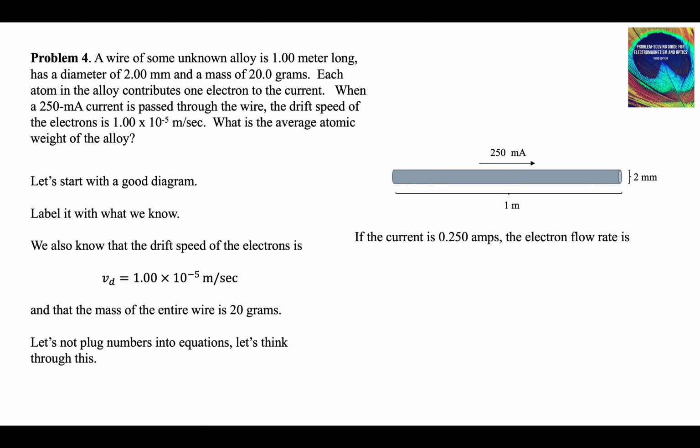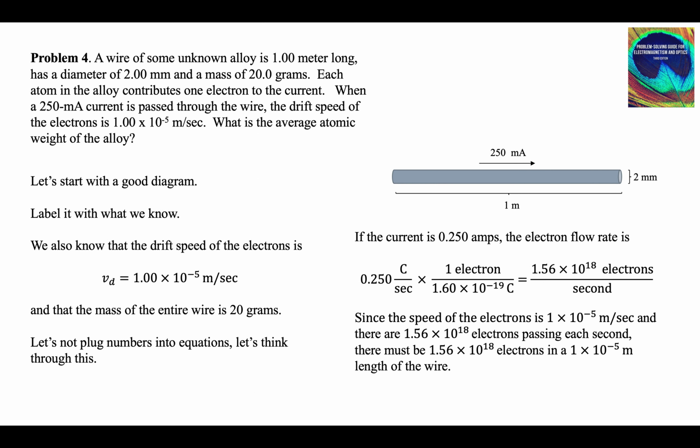250 milliamp current, we can get the electron flow rate. 250 milliamps is 0.25 amps. 0.25 amps is 0.25 coulombs per second. 1 electron has 1.6 times 10 to the minus 19th coulombs, so we get 1.56 times 10 to the 18th electrons flowing every second.